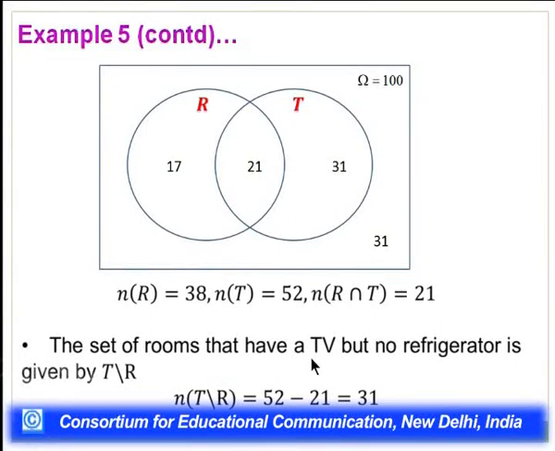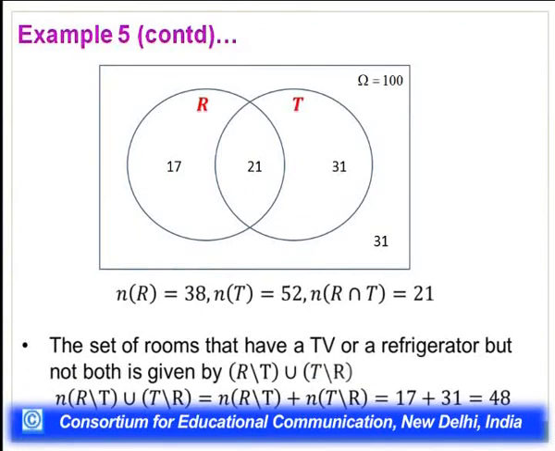Now, suppose my question is, what is the number of rooms that have a TV but no refrigerator? That would be given by T minus R, because I don't want to look at those rooms where there is a refrigerator as well. So we will look at T minus R, which is nothing but 31. Similarly, if I want to look at the rooms that have a TV or a refrigerator but not both, then I'm looking at the regions where we just have R or just T, but we're not looking at the intersection. So that would be 17 plus 31, which is 48.